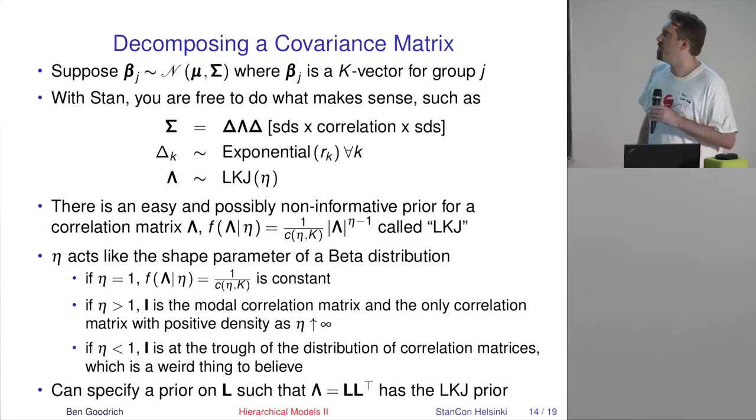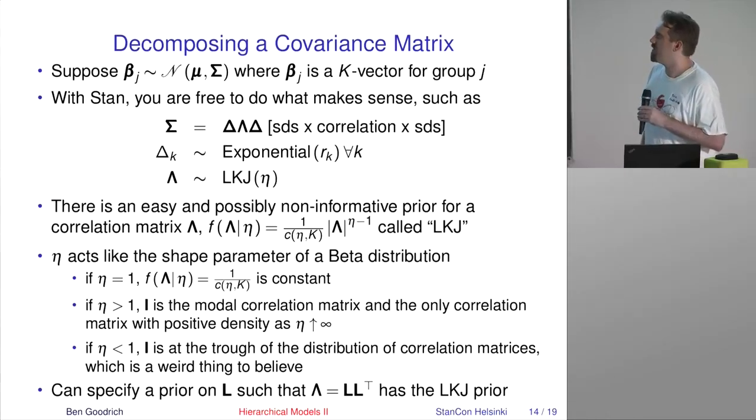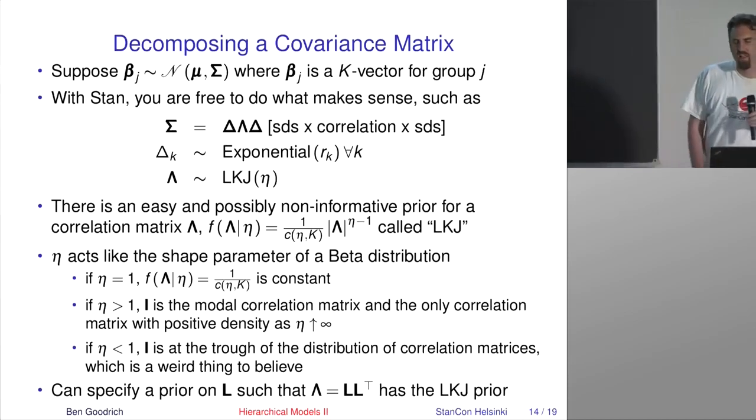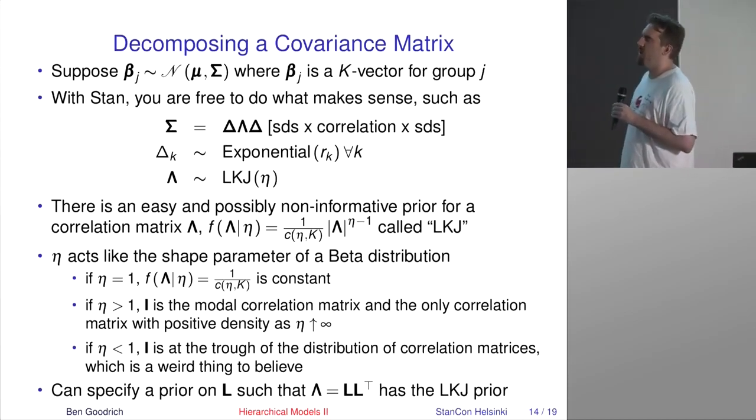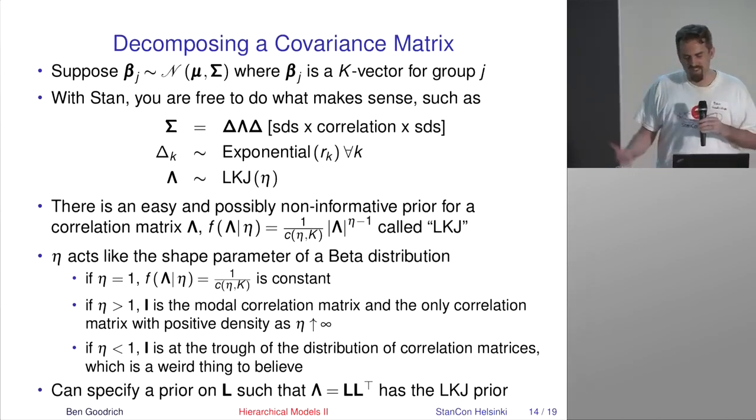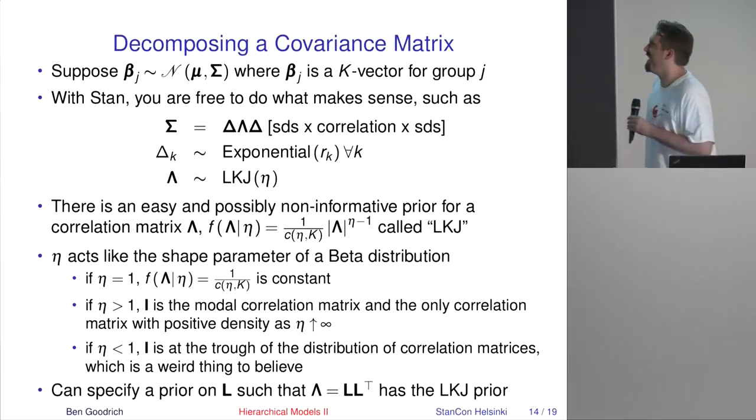That's because Bob and I could not spell the names of the authors of the paper that wrote this, whose names are actually Lewandowski, Kurowicka, and Joe. But we couldn't spell that, so we just made it LKJ.